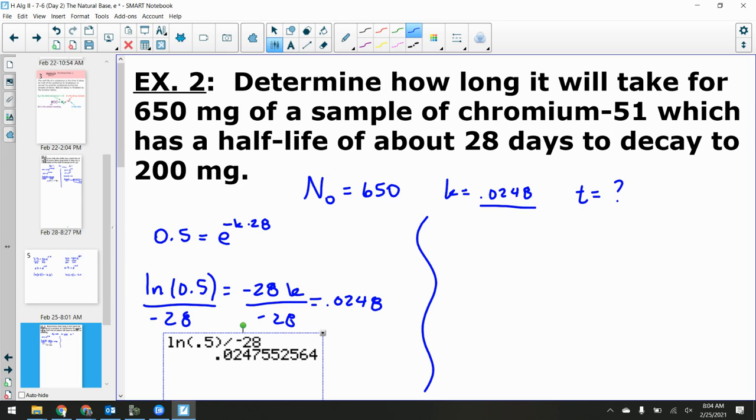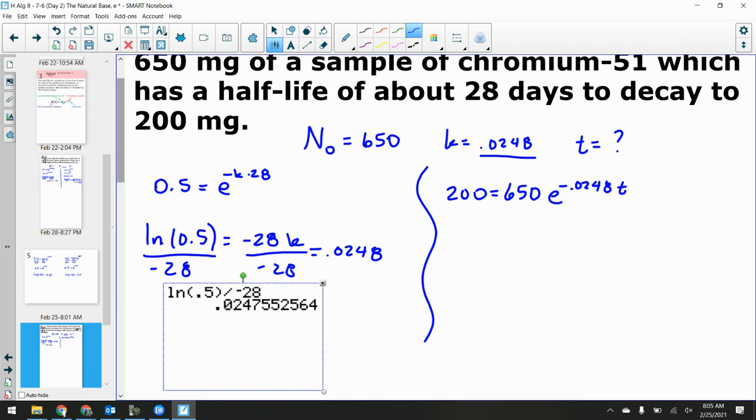So now I can answer my question. I can say, well, if I'm starting with 650, and I want to know how long it's going to take to decay down to 200, that's my final amount, 650 times e to the negative 0.0248 t. And that's the equation I'm going to solve. So on the left side is just prep work to solve the problem.